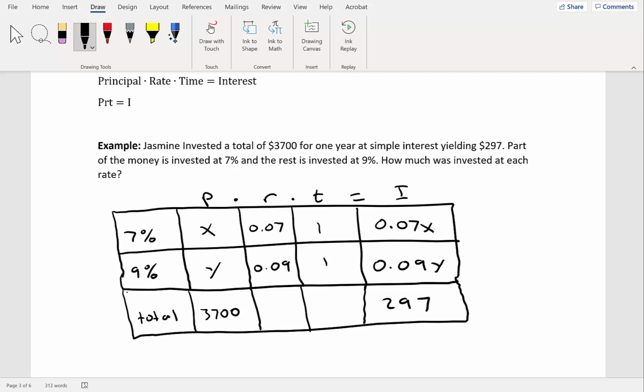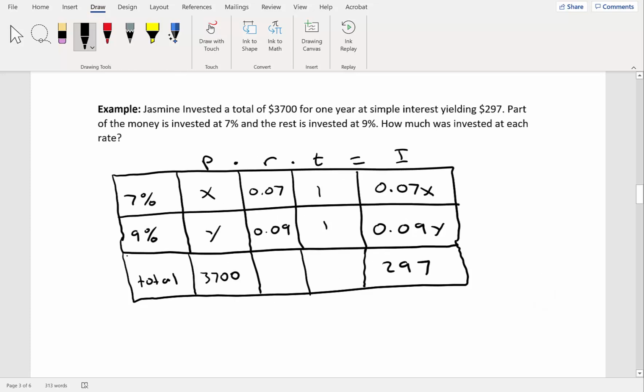And now we could go ahead and set up our two equations. So the amount of money in the 7% account plus the amount of money in the 9% account has to be equal to the total amount that was invested, which was $3,700. So this gives us x plus y equals 3,700.